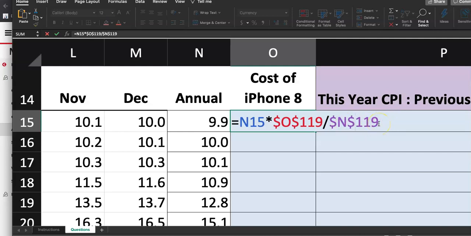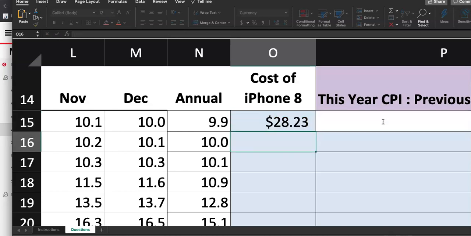What this will do is make sure that my formula keeps on using that exact cell. It's called absolute cell referencing when you put a dollar sign in front of the column name and the dollar sign in front of the row name. If I hit enter, there's not going to be any change for my O15, which was $28.23. That's perfect. But let me show you something more beautiful, okay?